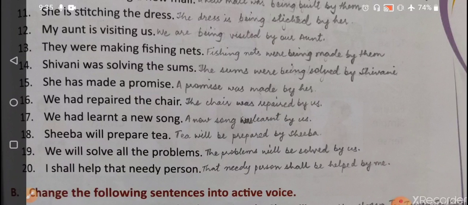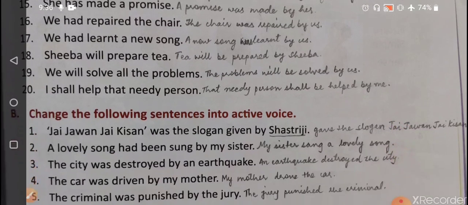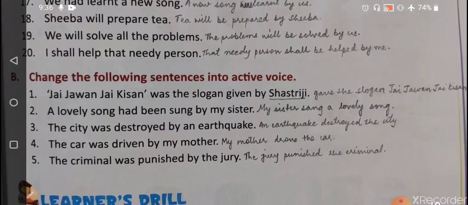Sheba will prepare tea. Tea will be prepared by Sheba. We will solve all the problems. The problems will be solved by us. I shall help that needy person. That needy person shall be helped by me. Now second is change the following sentences into active voice. Now what we have to do, we have to make the object the subject.